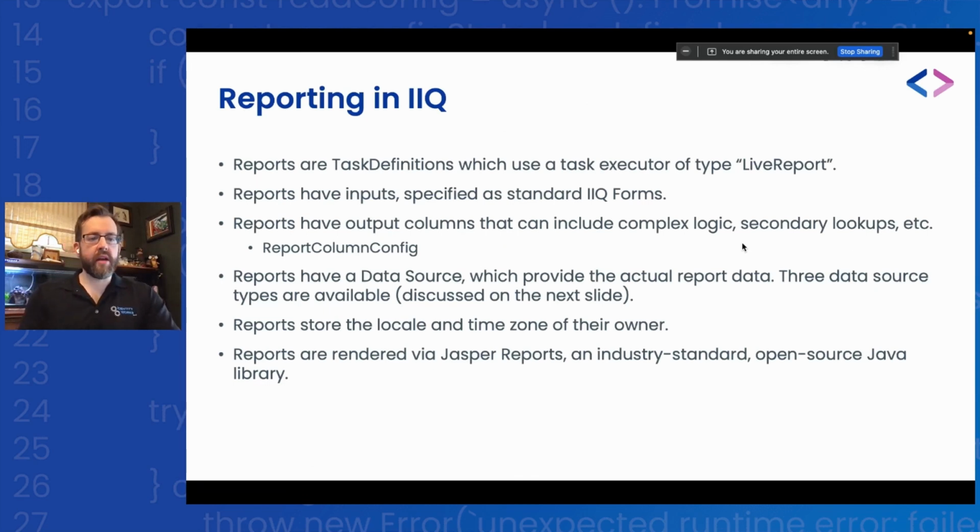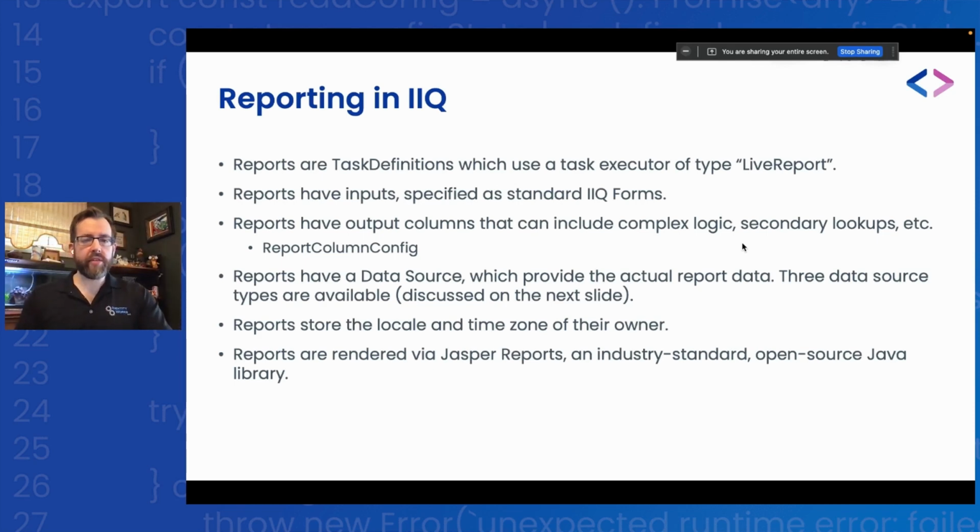So here's some details about reporting in IIQ. The documentation on reporting has historically been kind of dubious, but with later versions in the 8.2, 8.3, they have started releasing a reporting.pdf with the documentation, which contains all of the information you would need. So I would encourage you to go look at that to learn about reports in great detail. But at a high level, reports are just task definitions. So they are the same thing as any other scheduled task. They just happen to use a task executor of type live report.